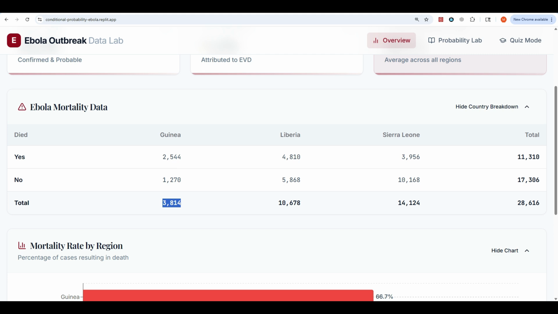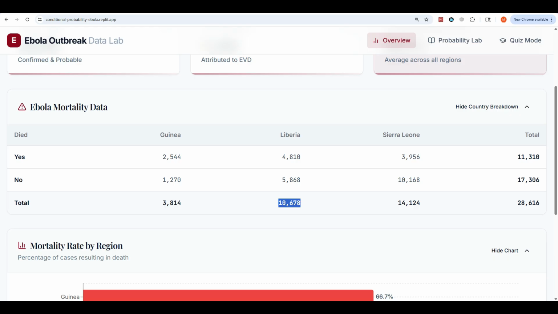So here we have a denominator now. Instead of 28,000, we limit our denominator to 3,814. I would ask them the same question. Well, what's the probability that a case of Ebola dies if they are in Liberia? And they'll do the same thing. They'll say, well, that's 4,810 divided by 10,678. And then, of course, the next one is just obvious at this point.